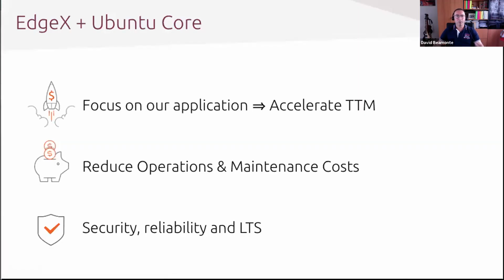Okay, and as a wrap, what we have seen today is EdgeX running on Ubuntu Core as snaps and the services that Canonical offers. And these are the main benefits of that combination. First one is that customers can focus on their application development, forgetting about the underlying operating system and security and so on, and thus accelerating the time to market. Customers also will benefit from an OpEx reduction because of maintenance and operations features, and of course, the security and reliability of the devices for their whole life cycle on the field.